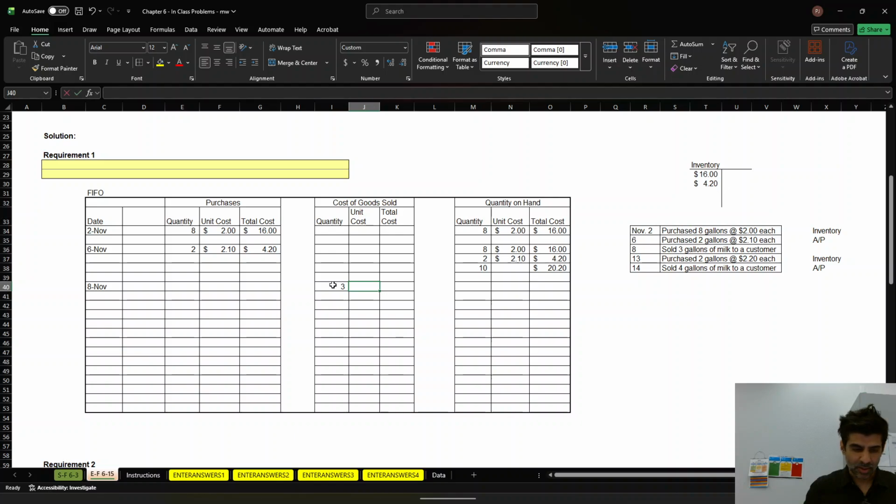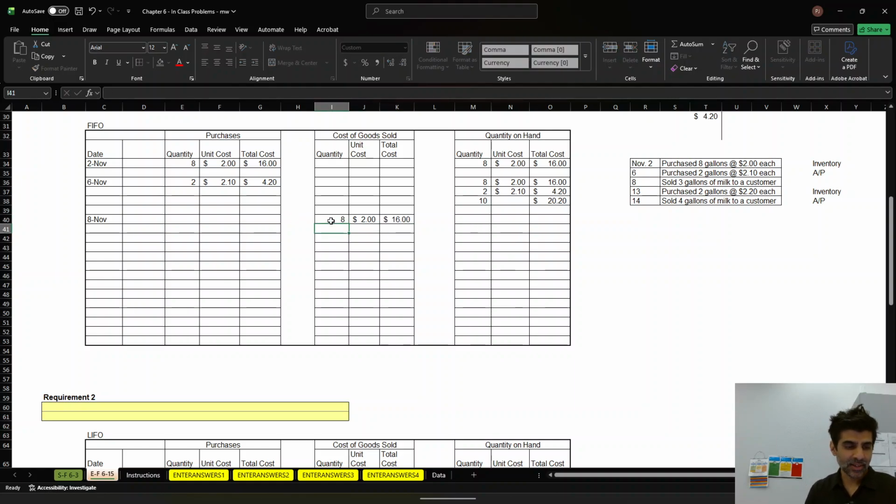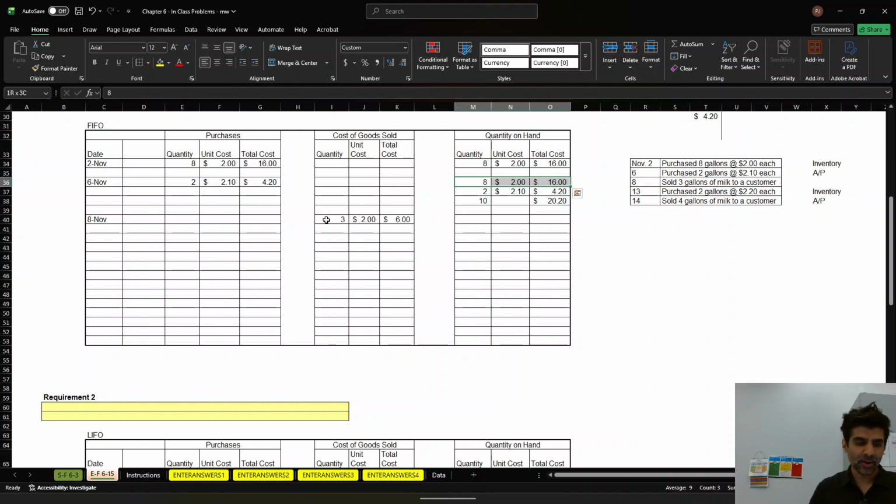So 3, we're again taking them from the $2 units. And so my cost of goods sold is $6. Okay. What if we had sold 9 instead? Well, just hypothetically, we would have done 8 from here and then we would have to do 1 from the next layer forward. Okay, but in this case, again, since we're only selling 3 units, we can take all of them from that $2 layer. So if we had 8 to start with here in this $2 layer, we're selling 3.